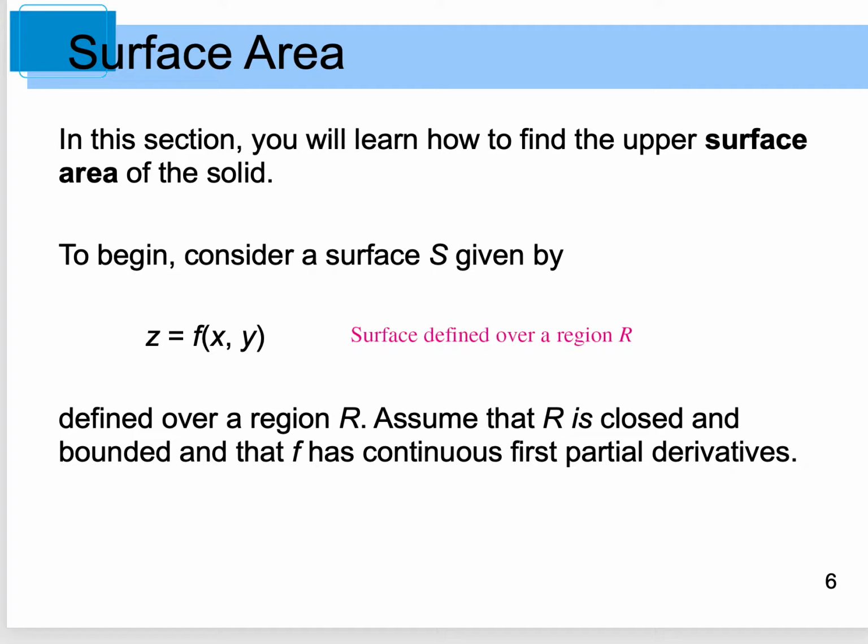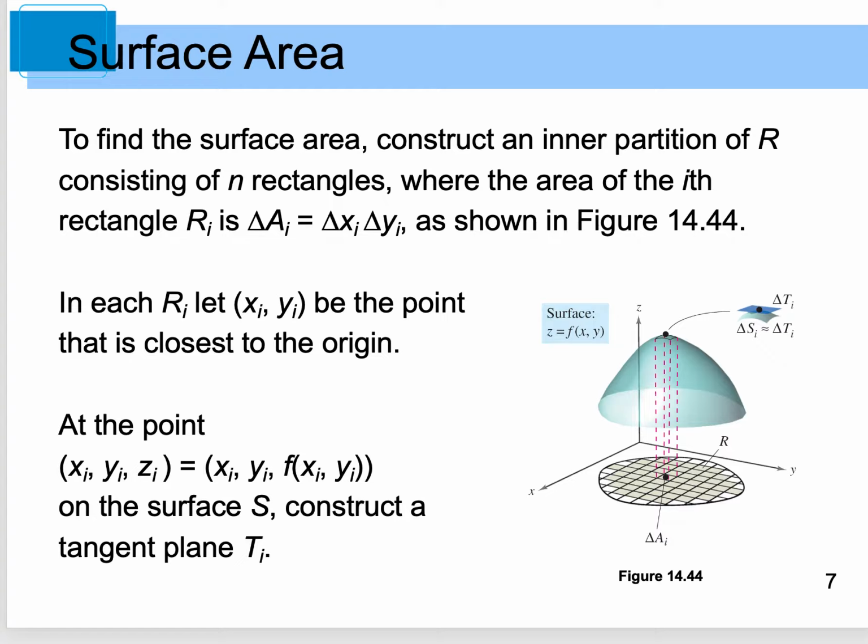So z is a function f of x comma y, so it's dependent upon x and y, and it's defined across some given region R, which is going to be closed and bounded, and it's going to make sure that we have continuous first partial derivatives. So visually, this visual here on 14.44 is really nice to be able to get a feel for what this actually looks like in practice.